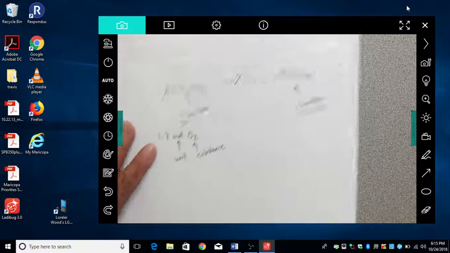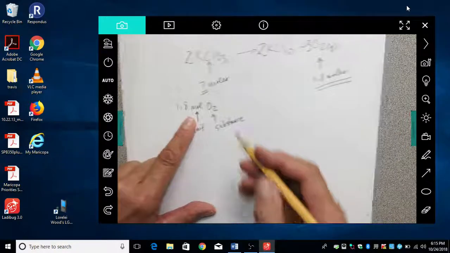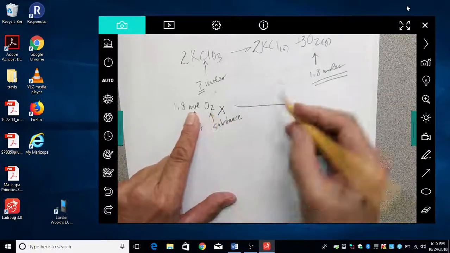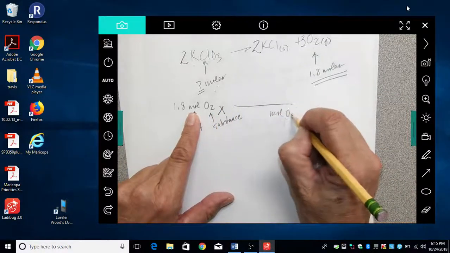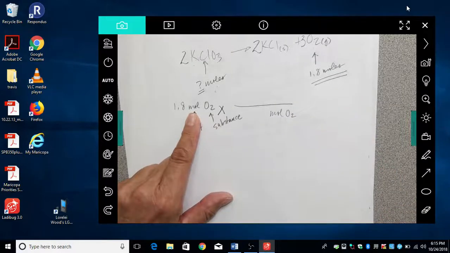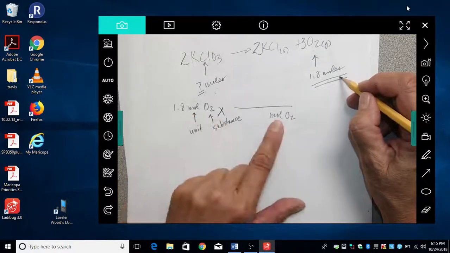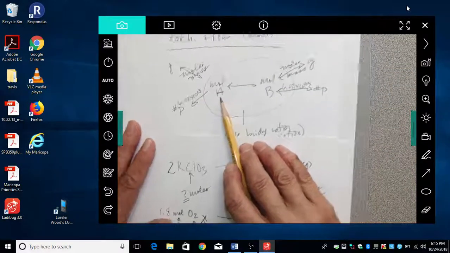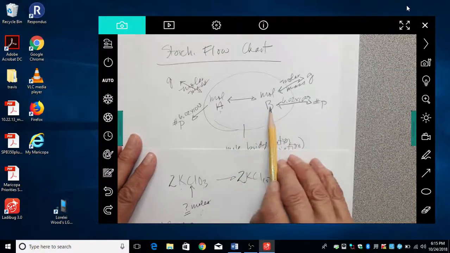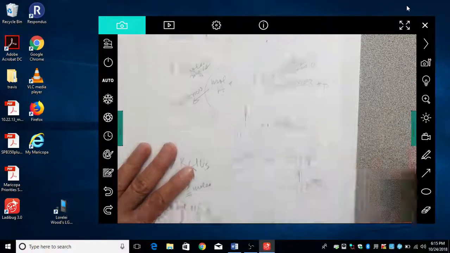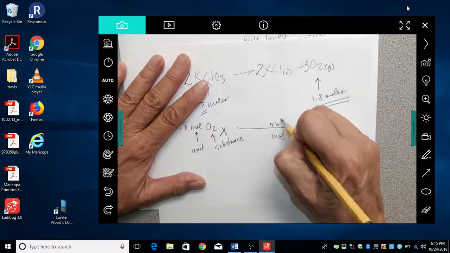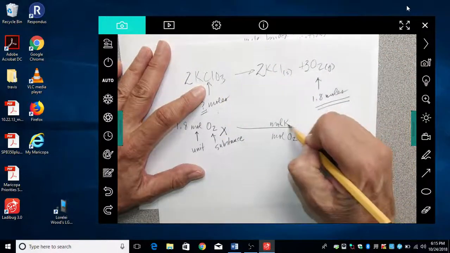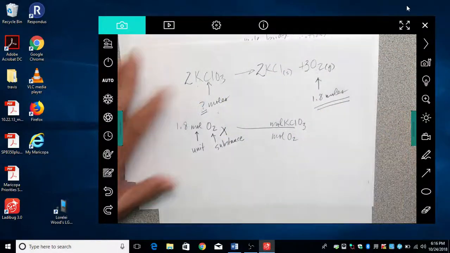So if we take our 1.8 moles of O2, I'm going to set up a conversion factor. I'm going to put my units and substance on the bottom of the first conversion factor, which in this case is moles of O2. I want to go to my second substance. In this case, here's where I was starting on my stoichiometry flowchart. I'm going to moles of the second substance. So I'm going to put moles on the top of the conversion factor, and the second substance in this case is the KClO3.